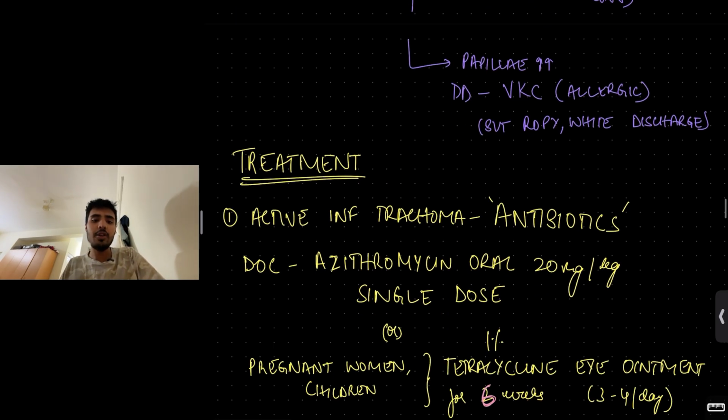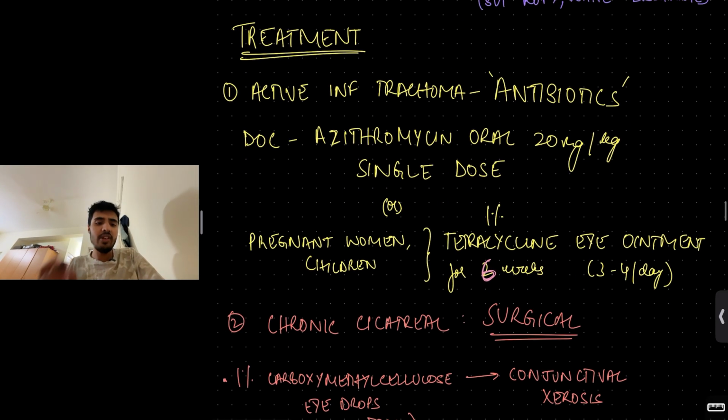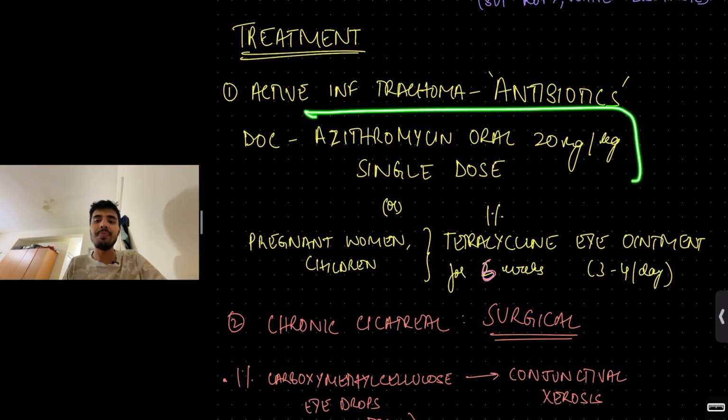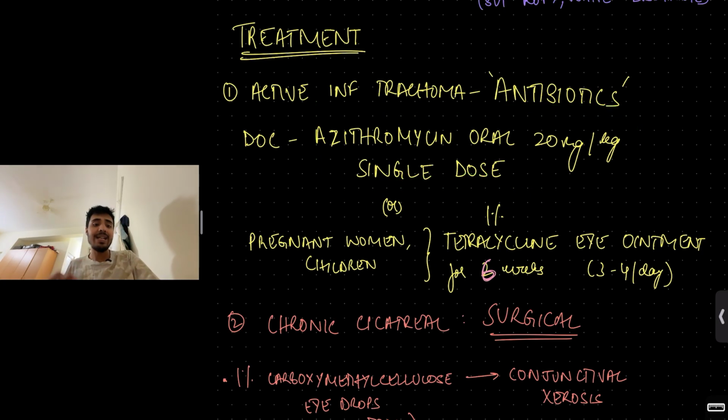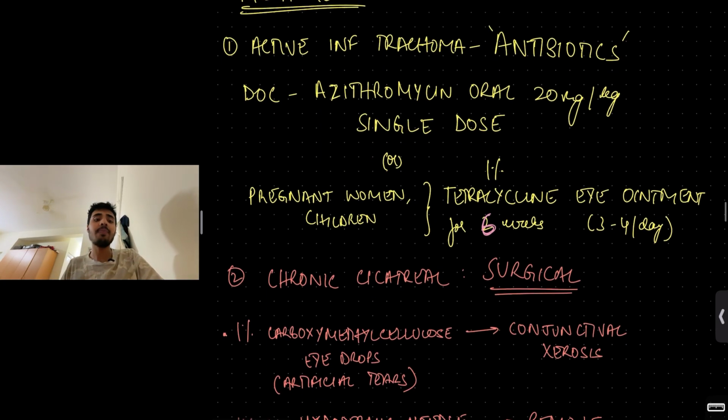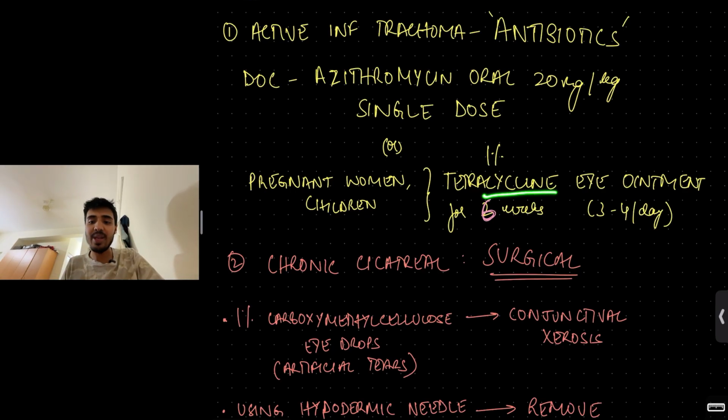Then treatment of trachoma. Acute inflammatory trachoma, antibiotics are useful. Why? Because it is an active infection. So what is the antibiotic of choice? Oral azithromycin 20 mg per kg single dose. Or tetracycline 1% eye ointment 3 to 4 times a day for 6 weeks. Now, this is preferred in pregnant women, children, etc. to avoid the side effects. But otherwise, most commonly used is azithromycin 20 mg per kg single dose, oral.